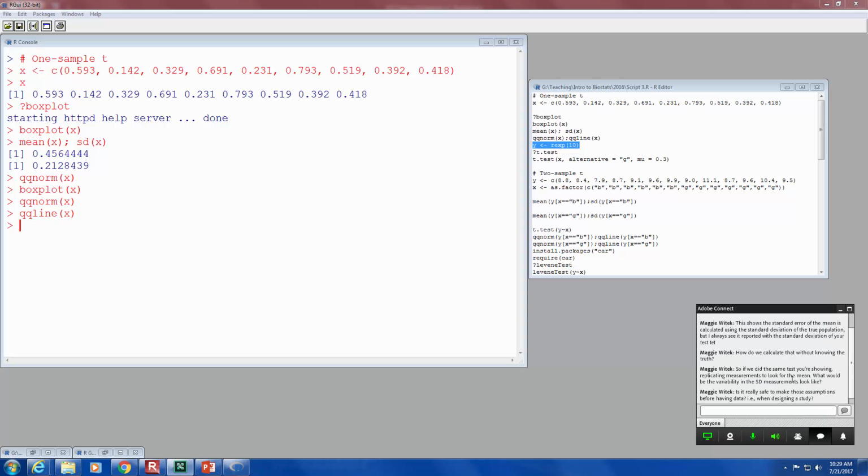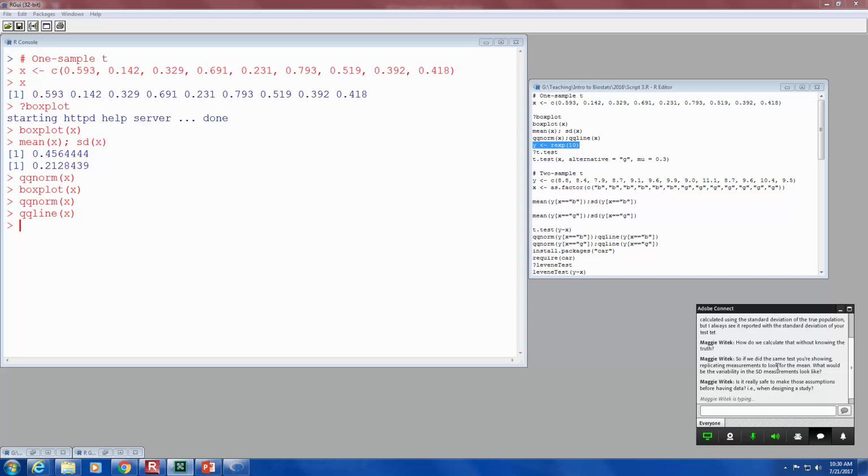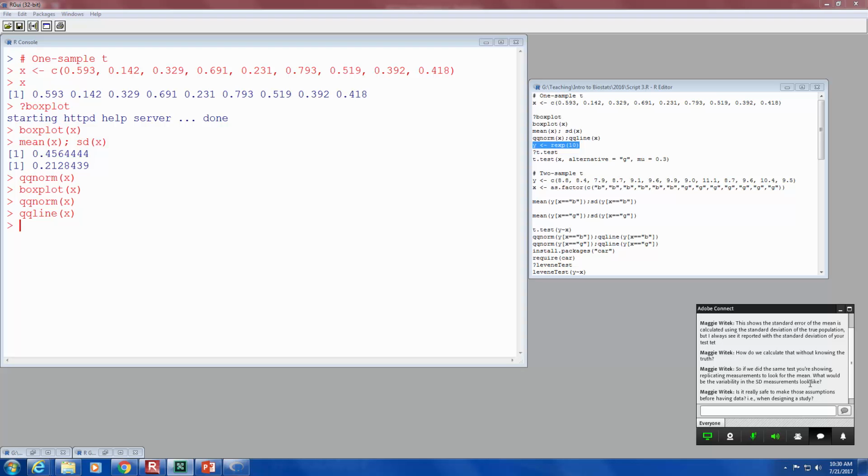So Maggie's first two questions I think we addressed because some people in the audience had the exact same questions. How do we calculate, okay, so if we did the same test you're showing for the mean. So Maggie, the variability in the standard deviation measurements would not look like a normal distribution. There's actually a whole other sampling distribution for describing measures of variability. And since we're not doing hypotheses about the variability, I didn't include it in here. But yes, it's the same concept. There is a theoretical distribution that describes variability in the standard deviations.